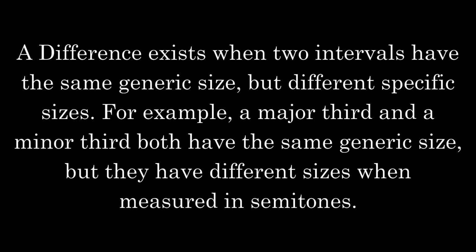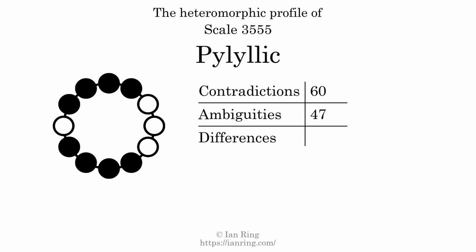A difference exists when 2 intervals have the same generic size, but different specific sizes. For example, a major third and a minor third both have the same generic size, but they have different sizes when measured in semitones. The number of differences in this scale is 124.